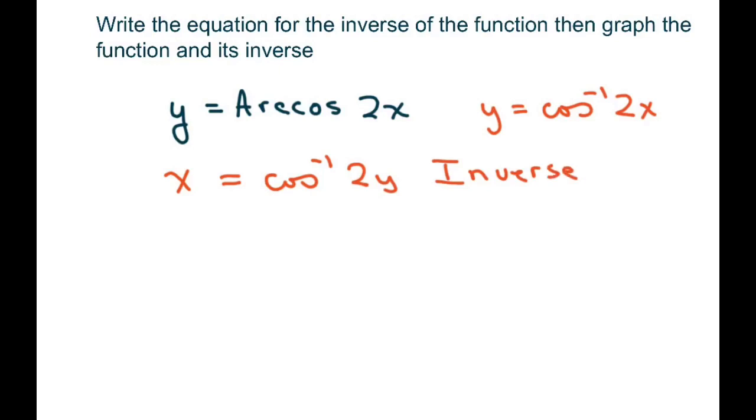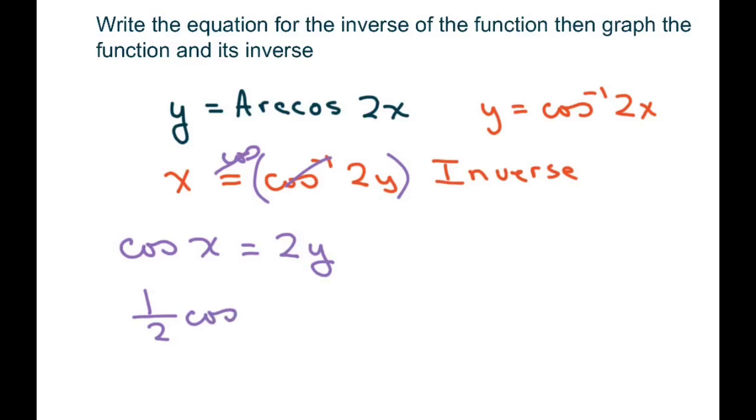So we're going to take cosine of both sides. And when you take the cosine of this side, these will cancel, and you're left with just 2y. And then we're going to multiply both sides by 1/2 to get 1/2 cosine of x equals y.